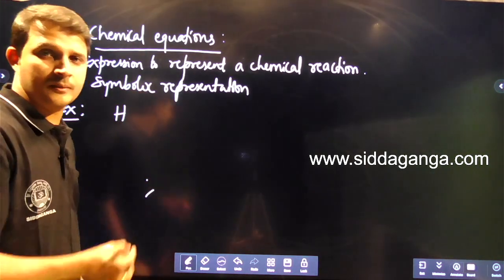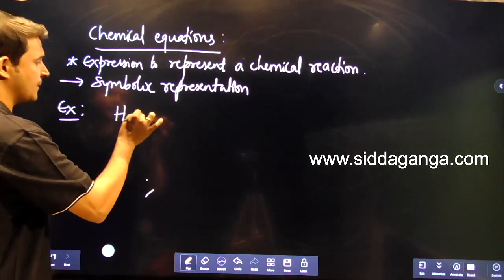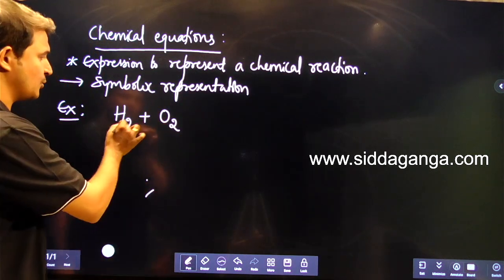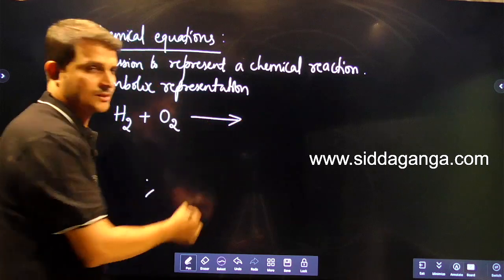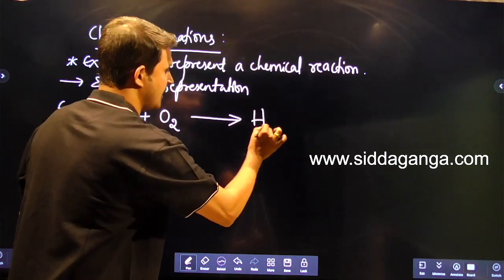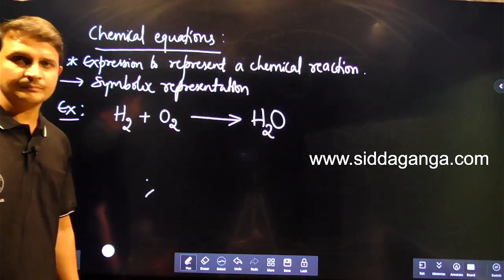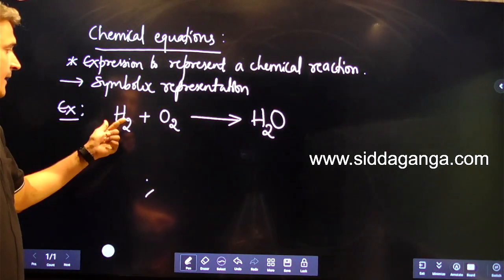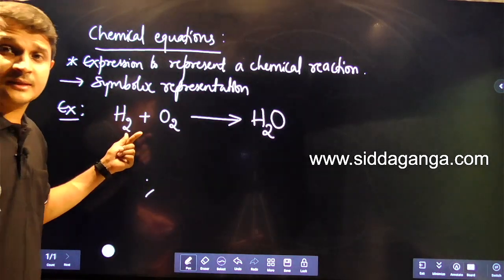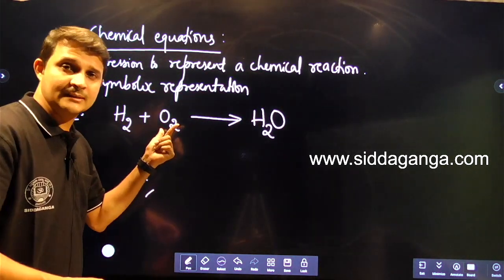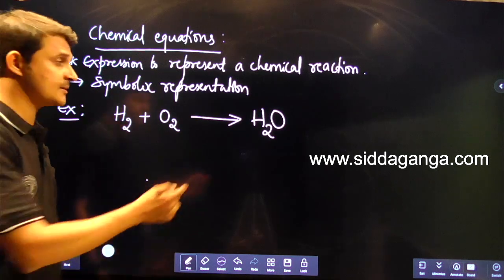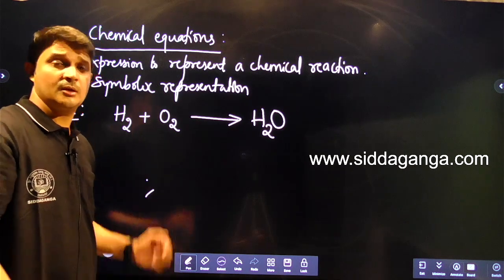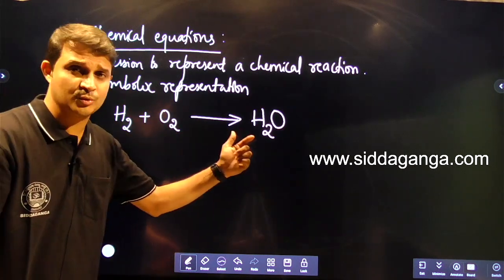A simple example: formation of water. Water is formed by the combination of hydrogen and oxygen. H2 and O2 combine to give H2O. Here H2 is the symbolic representation of hydrogen, O2 is the symbolic representation of oxygen, and H2O is the symbolic representation of water.